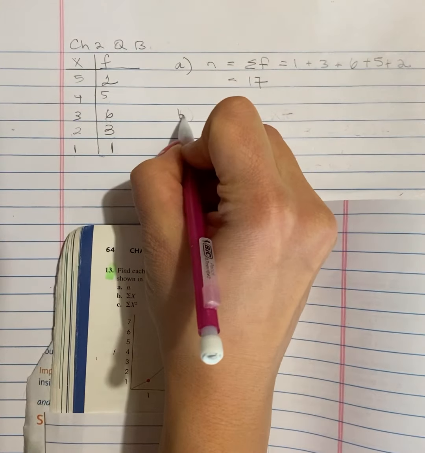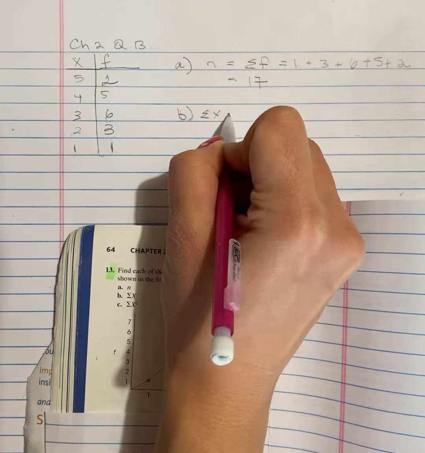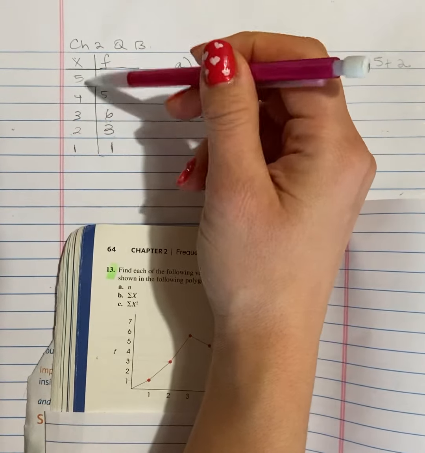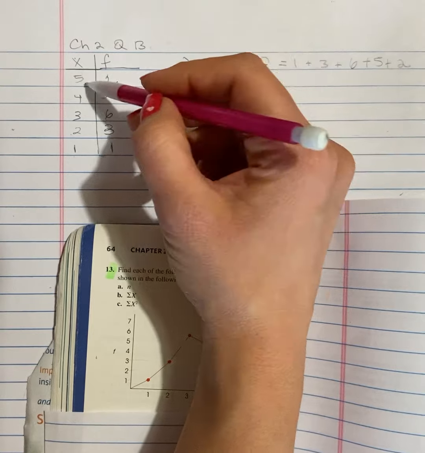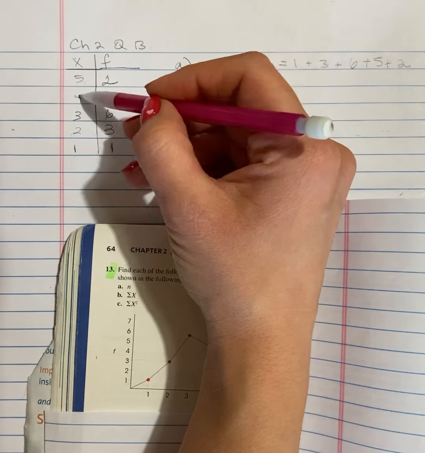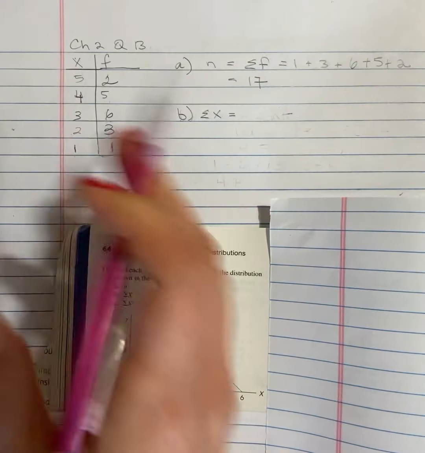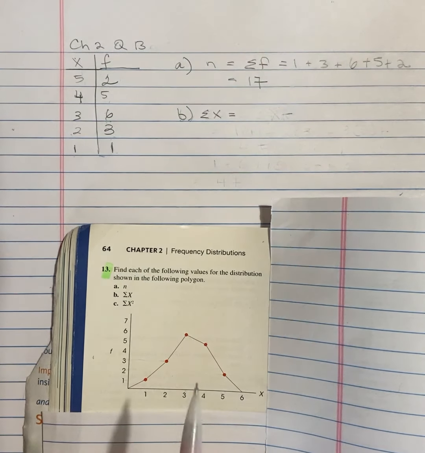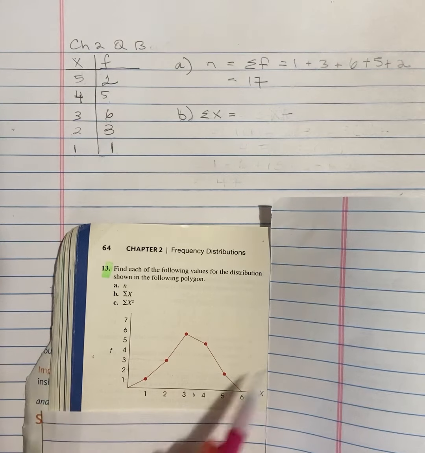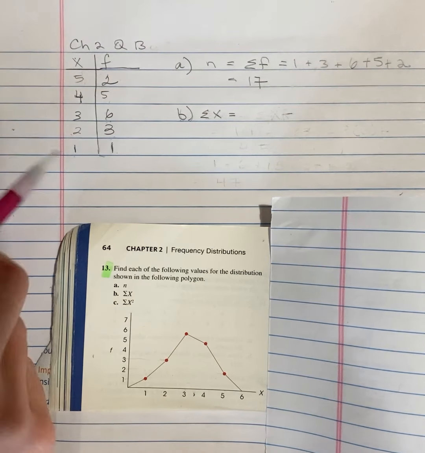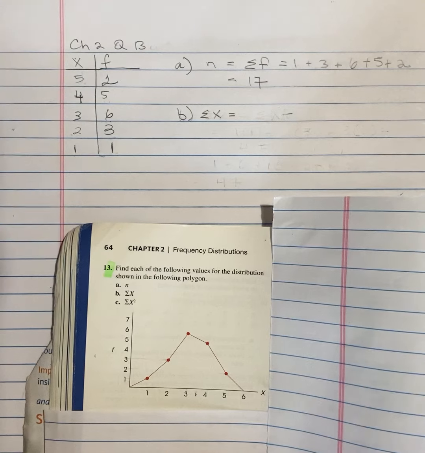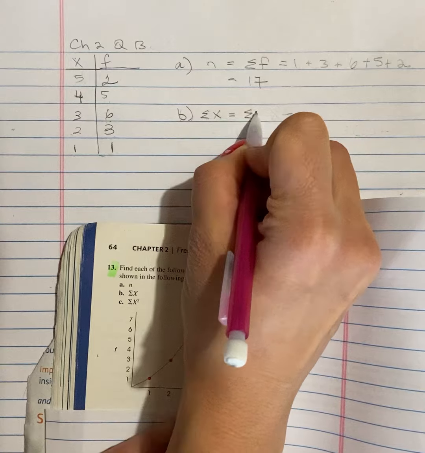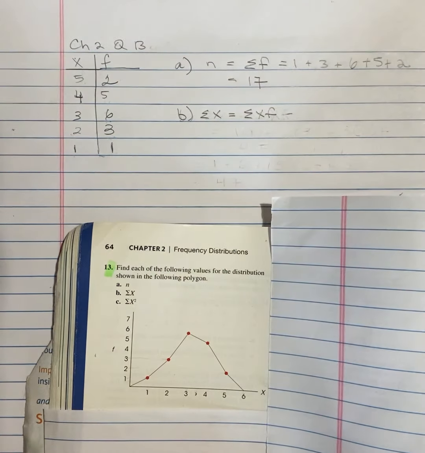Okay, so the next is sum of x. Be careful, you can't just add up this x column because there's 2 5s and there's 5 4s and so on. So working off of this polygon, in case you didn't want to take the time to go back to the frequency distribution table, what we want to do is take the sum of x times the frequency, and that allows us to account for the fact that there's more than 1 5, there's more than 1 4, and so on.